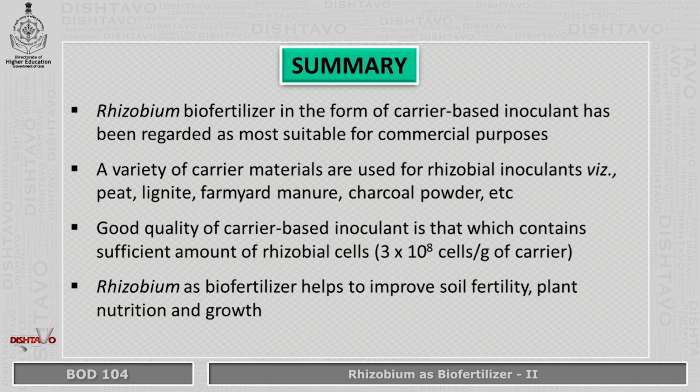To summarize, Rhizobium biofertilizer in the form of carrier-based inoculant has been regarded as most suitable for commercial purposes. A variety of carrier materials are used for rhizobial inoculants like peat, lignite, farmyard manure, charcoal powder, etc. Good quality carrier-based inoculant is that which contains sufficient amount of rhizobial cells, that is 3 into 10 raised to 8 cells per gram of carrier. Rhizobium as biofertilizer helps to improve soil fertility, plant nutrition and growth.